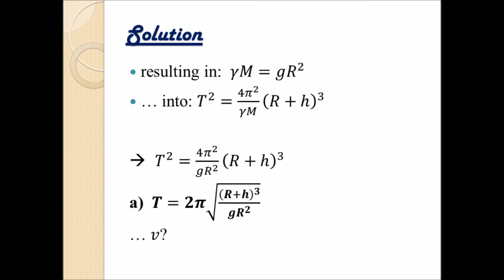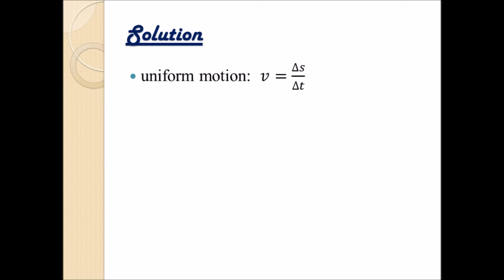In addition, we were looking under point A for the associated velocity of the satellite. Now, this satellite is going to follow a uniform motion. Of course, the direction of this motion is changing constantly. But apart from that, it's a uniform motion where we can calculate the velocity as change in distance divided by change in time. So delta s divided by delta t.